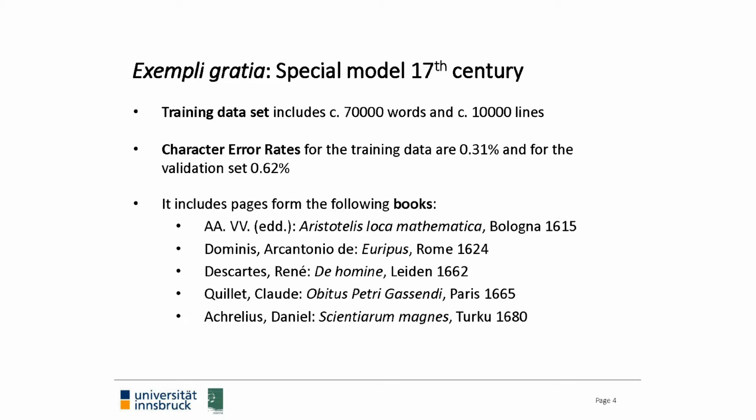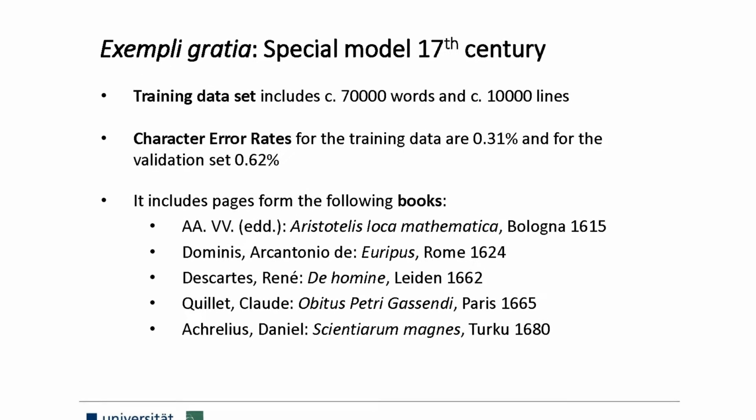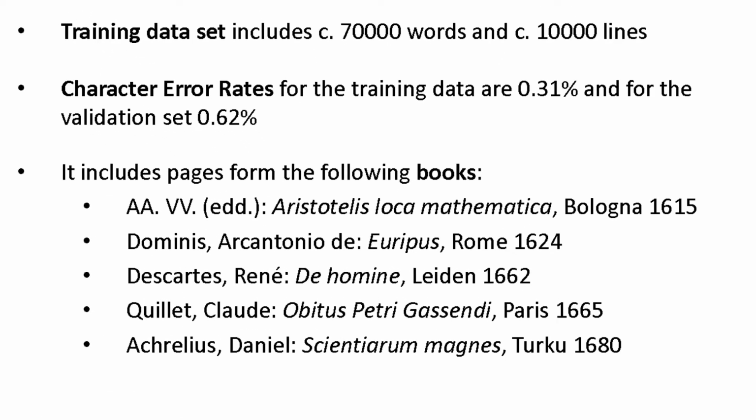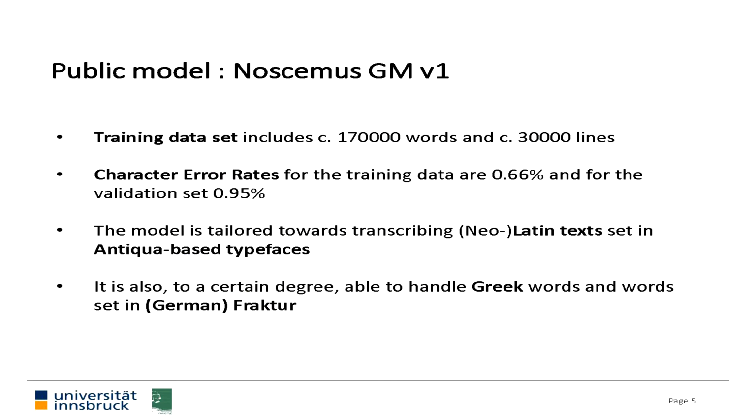In this model, pages are included of the following 5 books. You can see I tried to select some books from the beginning of the century, from the end of the century, and from the middle of the century. In December last year, I had 3 special models finished and available, and then I merged them to the general model. The general model consists of about 170,000 words in the training data set and about 30,000 lines. The character error rate for the training data is 0.66% and for the validation set 0.95%.